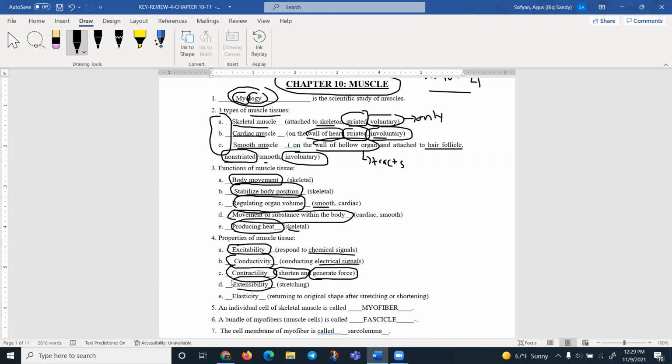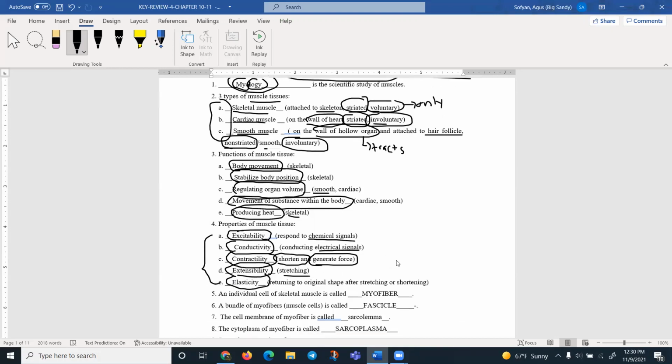Extensibility, the ability to stretch. So our muscle is able to stretch, not only to shorten, but also to stretch. And elasticity, the ability to return to the original shape after stretching or after contraction. These are the properties of muscle.